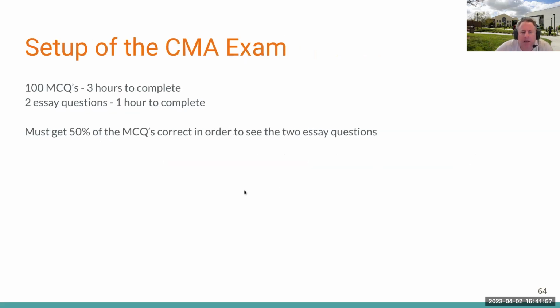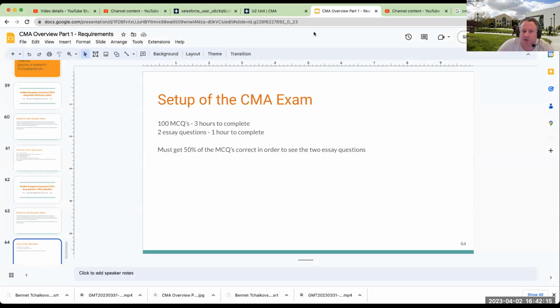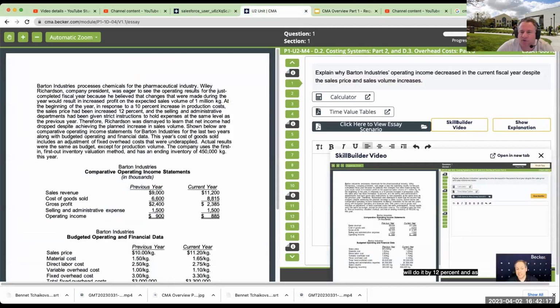So how is the CMA exam set up? What's going to happen is you're going to get 100 multiple choice questions. You're going to have 3 hours to complete those. Provided you get 50% of the multiple choice questions correct, you'll then be able to go through and see the 2 essay questions.